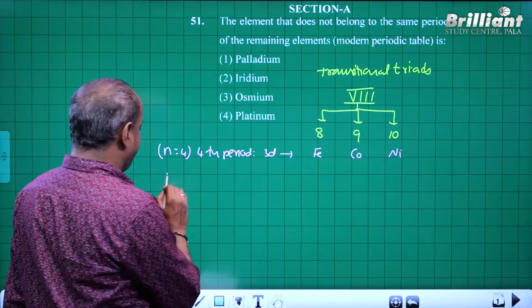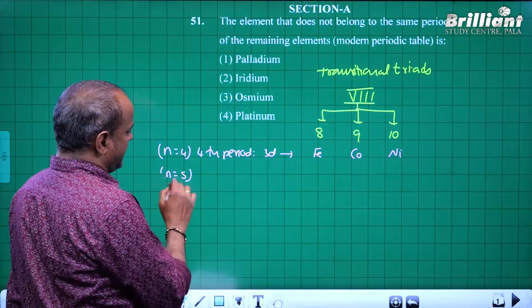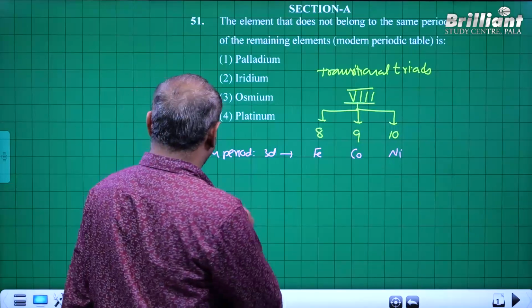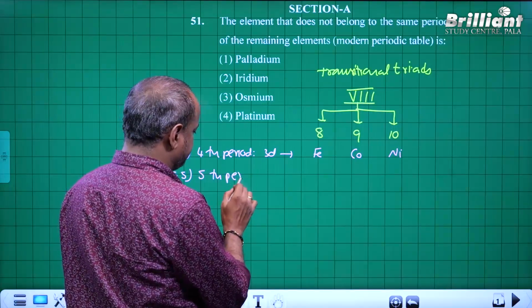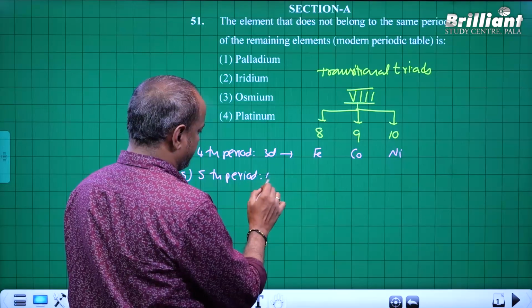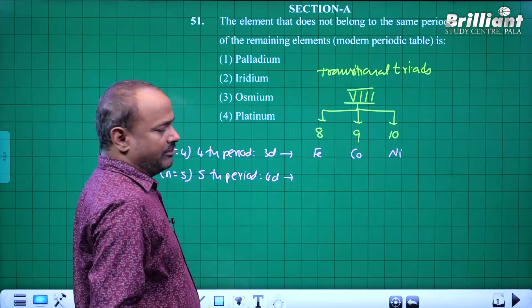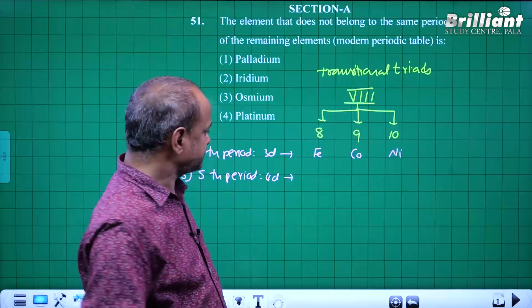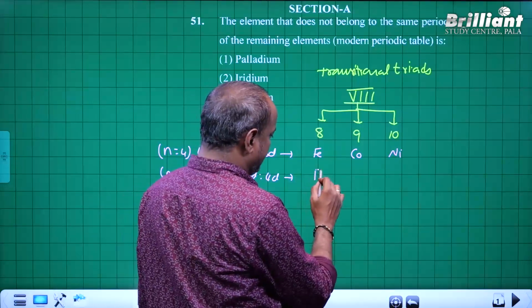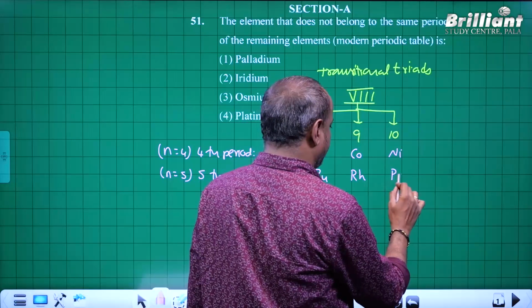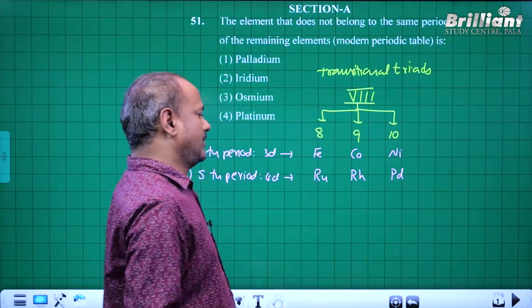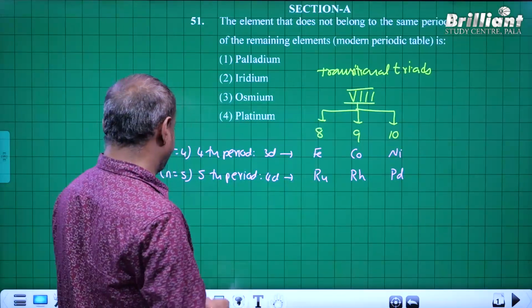Second set, n is equal to 5, that is the 5th period, also called 4d series elements. Ruthenium, rhodium, palladium.